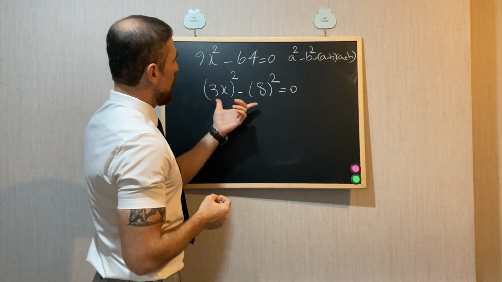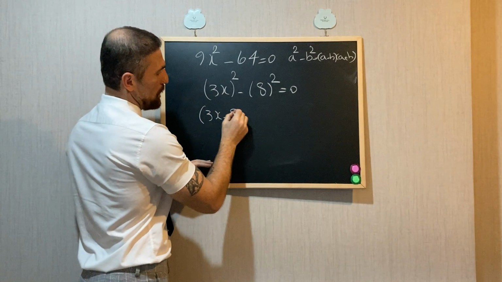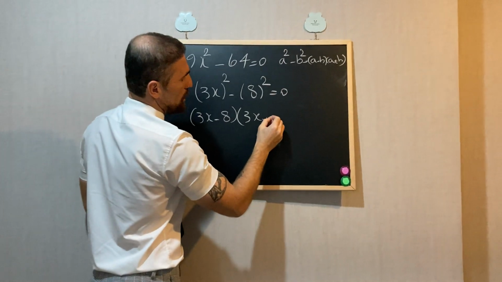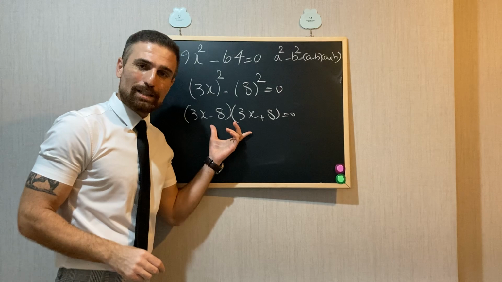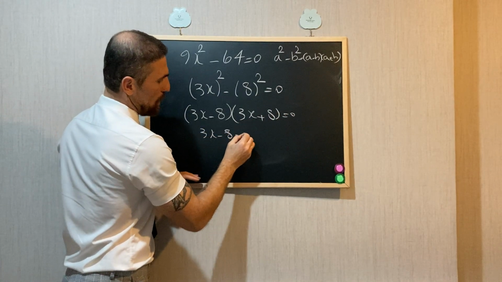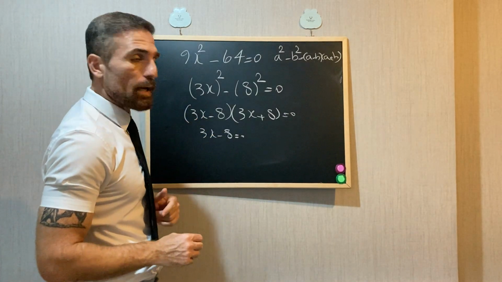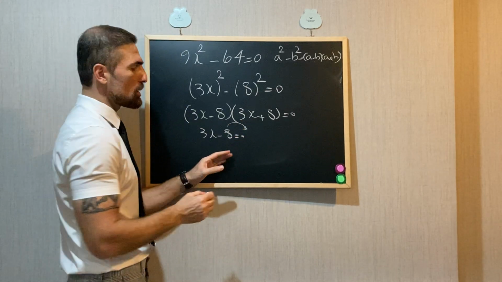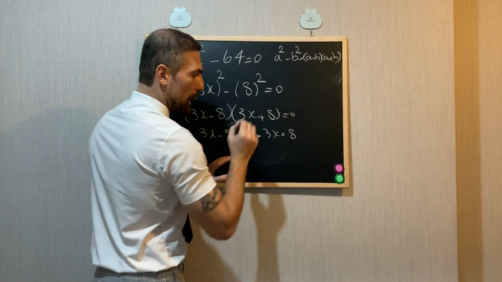Now, it's going to be 3x minus 8, 3x plus 8 equals 0. Set both factors equal to 0. 3x minus 8 equals 0. How can we do this? Move the negative 8 to the other side. We have 3x equals 8.